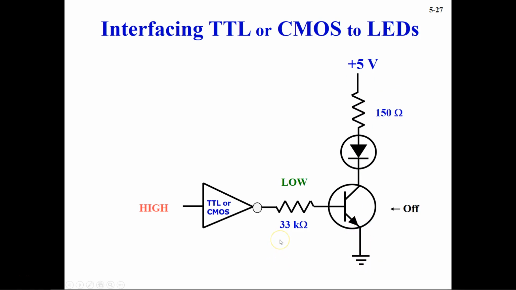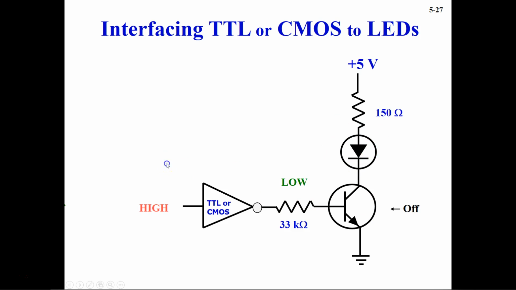So this is case one, when the transistor is off. The transistor is off when the base is low, and the output of the CMOS or the TTL is low when the input is high. So when the input is high, because it is a TTL inverter, the output is going to be low. If the output is low, your transistor is going to be off, and if the transistor is off, then the LED will not get enough power to turn on.